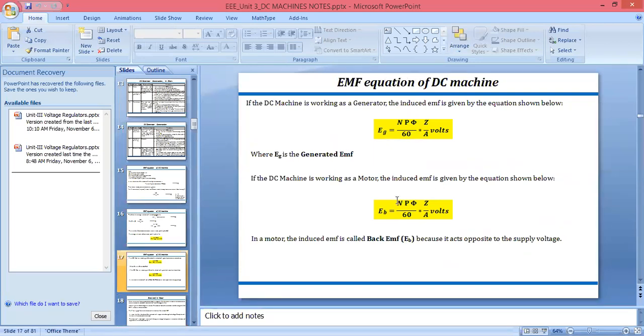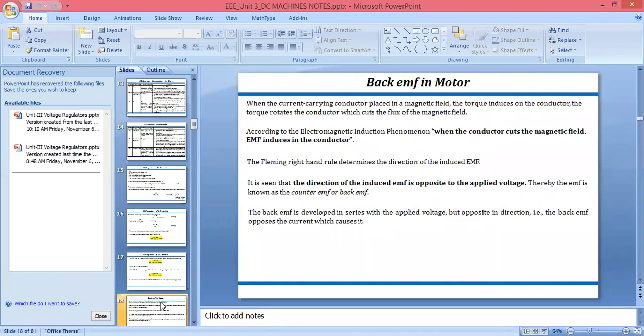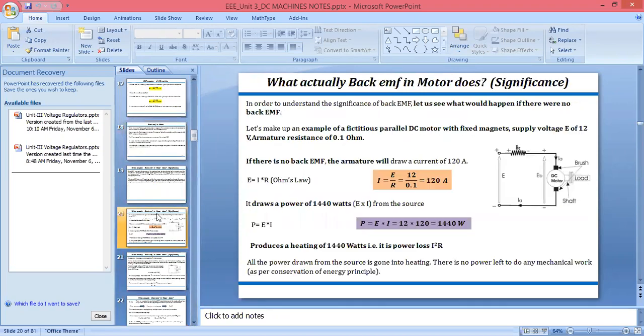And why are we saying back EMF? Because it is behaving opposite to the supply voltage. So today we will see how it is behaving opposite to the supply voltage. Here we are calling that EMF the back EMF, and it will oppose the current which causes it. So here we can see the circuit diagram.